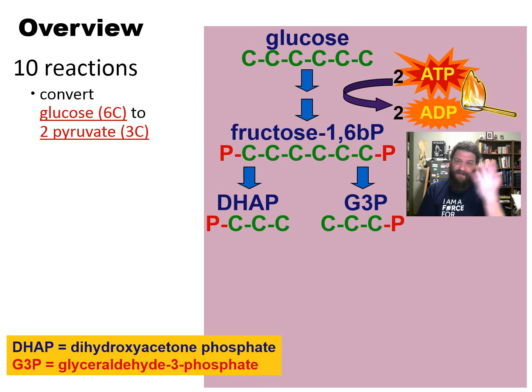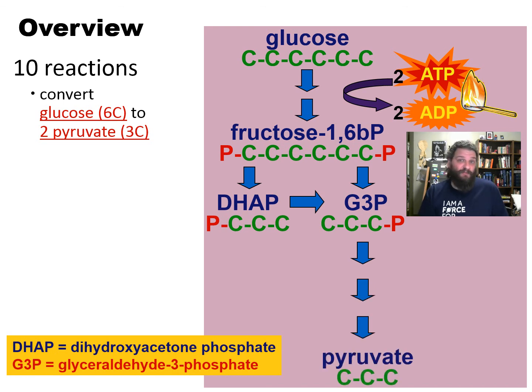The dihydroxyacetone phosphate is going to be converted by an enzyme right into glyceraldehyde 3-phosphate. I was about to say G3P, into G3P right away anyway. So each glucose molecule is essentially going to yield two G3P molecules. That G3P molecule is what's going to be converted stepwise, each by its own enzyme, into pyruvate.